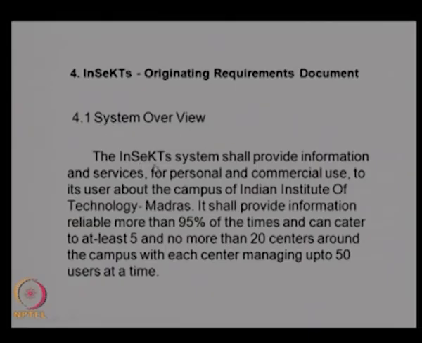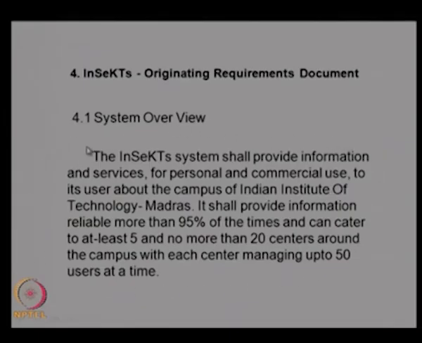So we will write: the INSECT system shall provide information and services for personal and commercial use to its users about the campus of Indian Institute of Technology Madras. It shall provide information reliably more than 95% of the times and can cater to at least 5 and no more than 20 centers around the campus, with each center managing up to 50 users at a time. So this is the general overview of the system.